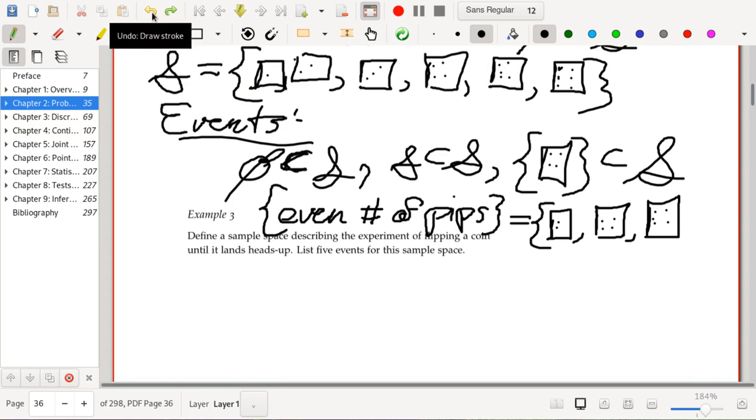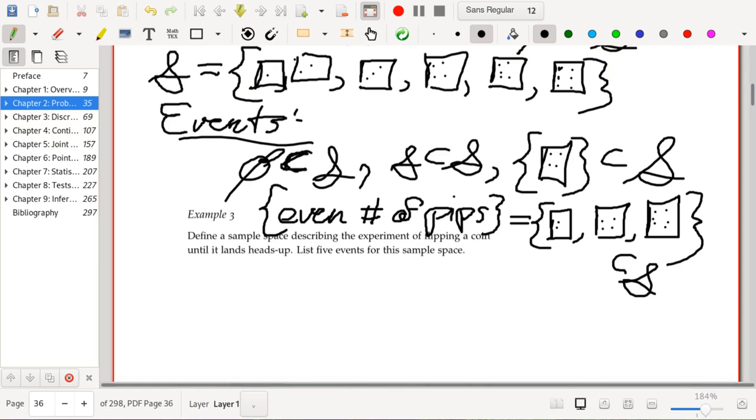There we go. So this is also a subset of the sample space. This is also an event. Okay. So, there we go. I've given you 4 events, in fact. So you got a little bit more than what you paid for.